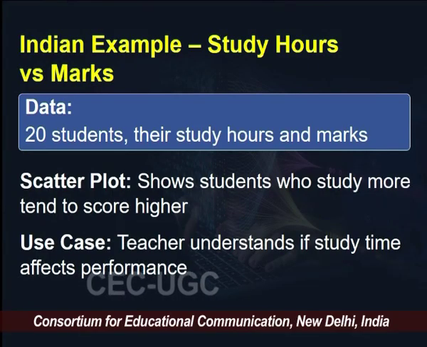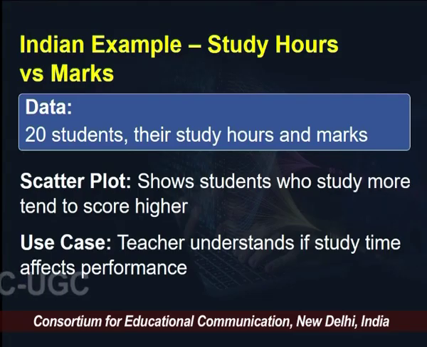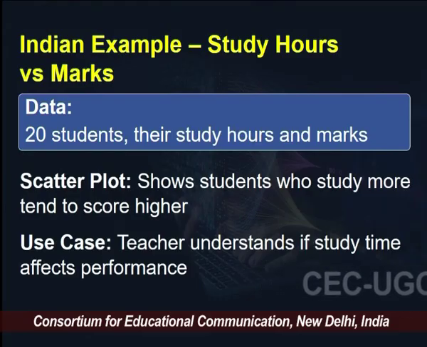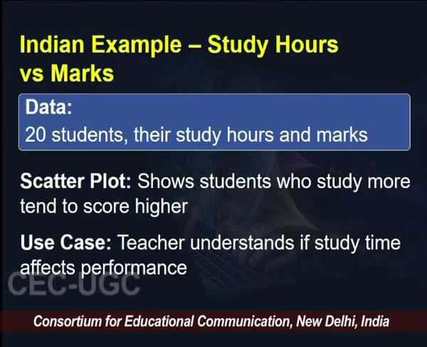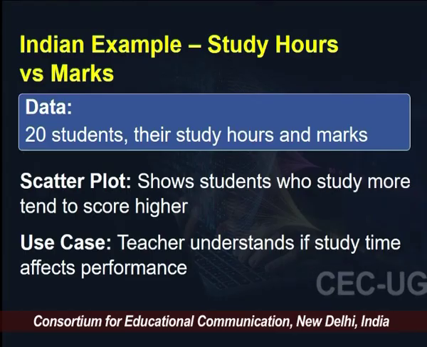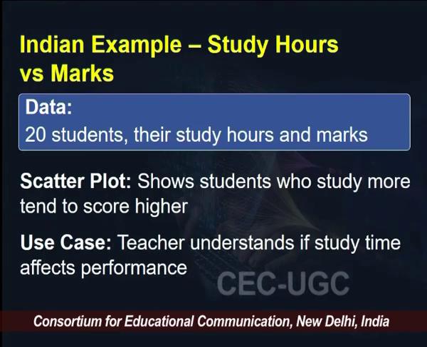So, for example, if our data has 20 students, we need their study hours and their marks. On one axis, we can use the study hours, and on another axis, we can use marks. Now, what will the scatter plot tell us? The scatter plot will show us the relationship between students who study more and how many marks they get. For example, a scatter plot might show that students who study more tend to score higher, which is logical and intuitive. So a use case could be that a teacher can understand if study time affects performance.